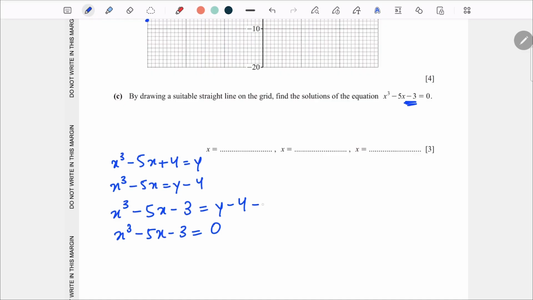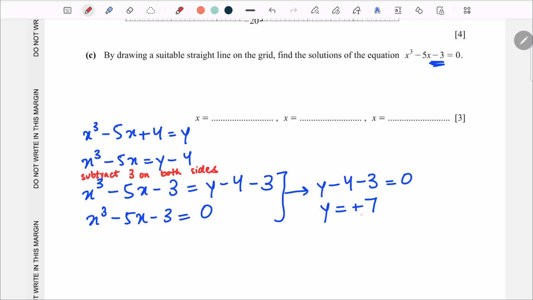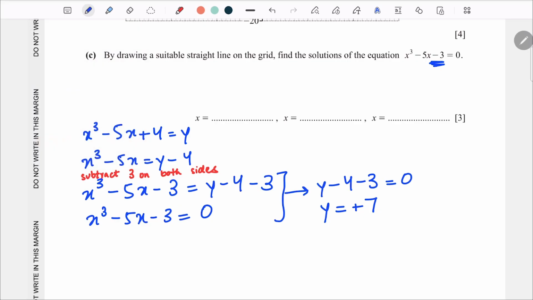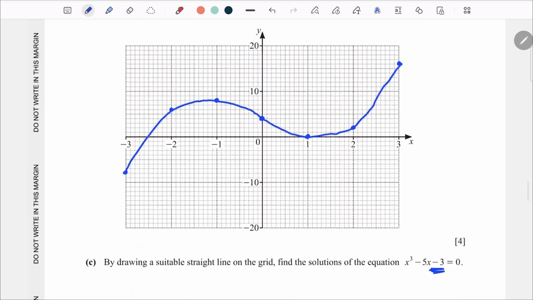So y minus 4 minus 3 will be equal to 0. And this y will be equal to positive 7. So y is equal to positive 7 will be our solution. We'll draw the line y is equal to positive 7 on the graph.